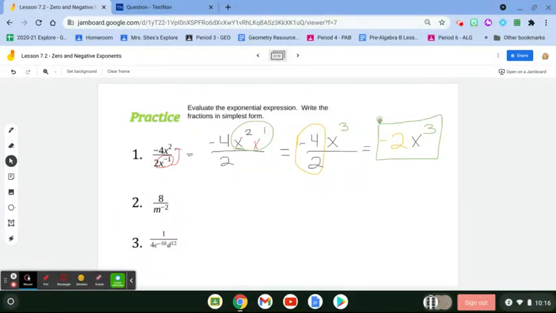Okay, for question number 2, the only thing with the negative exponent is the m to the -2, so that would go up to the numerator. So the 8 stays in place. The m to the -2, you move up, but with a positive exponent. Since you've taken everything from the denominator, you can put a 1 as a placeholder. But remember, anything over 1 is just itself. So the final answer is 8m to the second power.